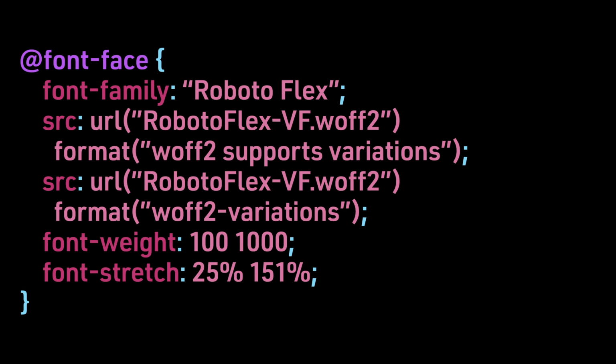You can see that there are some differences from what we have been learning. Since variable fonts are new, they are not fully supported. The format woff2-variations is current but will be deprecated, while woff2 supports-variations is a future format. Two numbers are indicated for font-weight and font-stretch, since you should indicate the range of supported weights and percentage of stretch. When using a variable font, you will want to indicate the amount of stretch you desire.